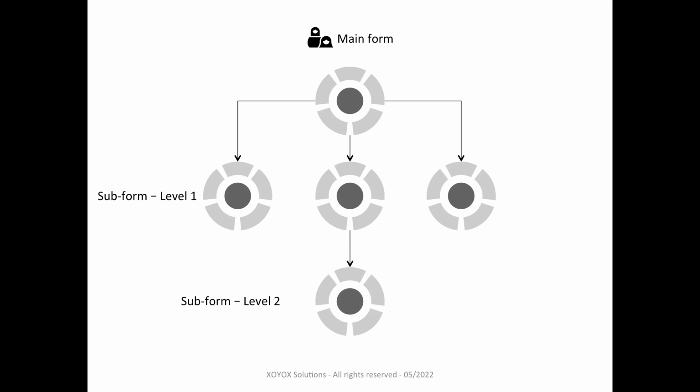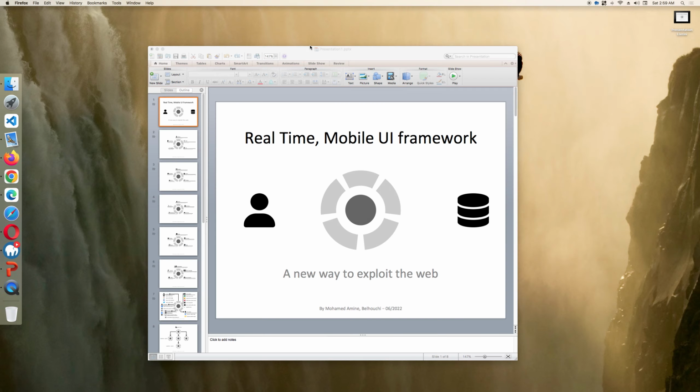These forms can be nested within each other in levels, so we can have a master form and a subform and even a subform for a subform. And this is what we can assess as a Russian doll. This is why I'm doing this little illustration here. Let's jump right into the presentation.